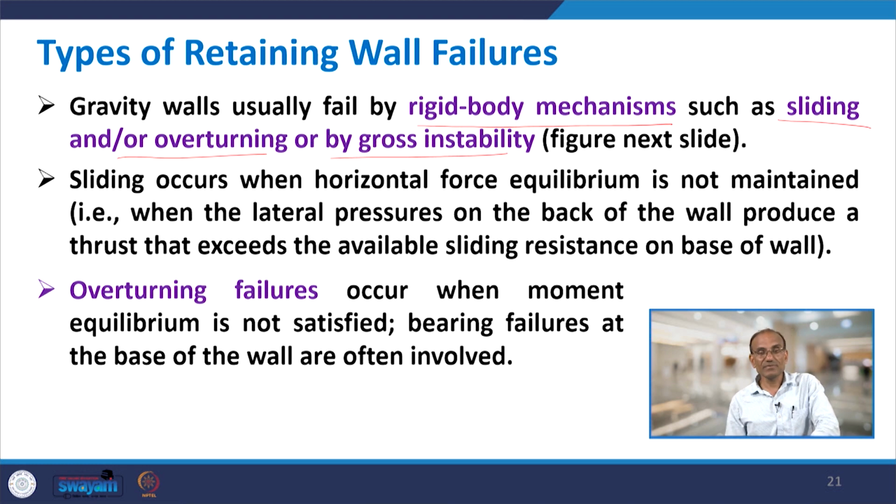Sliding occurs when horizontal force equilibrium is not maintained, that is when the lateral pressures on the back of the wall produce a thrust that exceeds the available sliding resistance on the base of the wall. Overturning failure occurs when moment equilibrium is not satisfied. Bearing pressures at the base of the wall are often involved. So, you have first sliding failure, or you can have overturning failures.